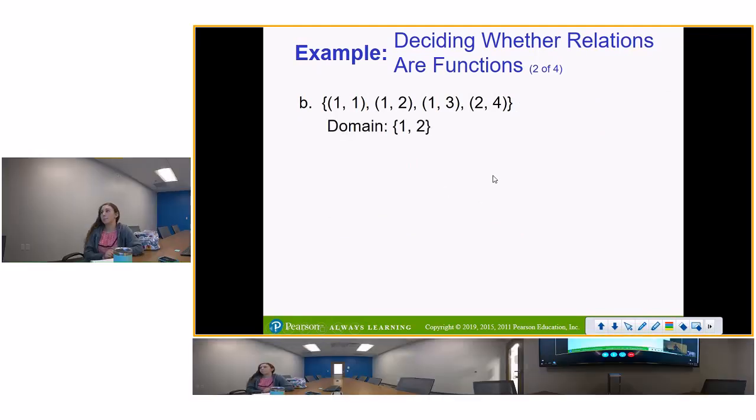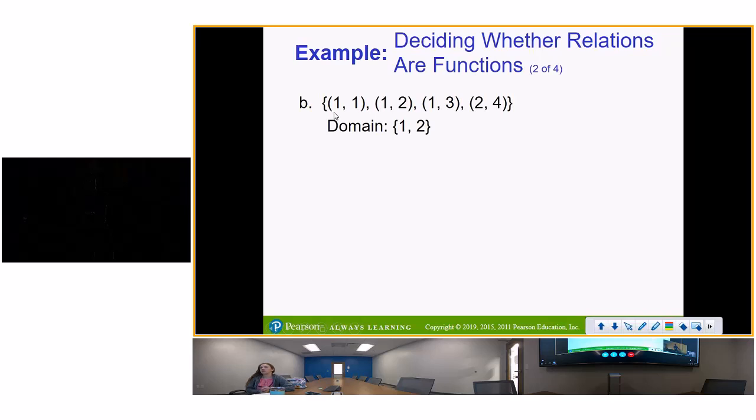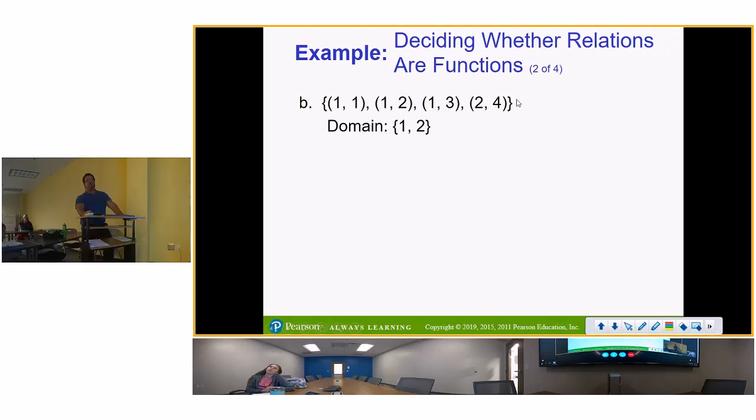Domain, 1, 2. Let's look at it. For each x, do I have two y's? Let's see. No. 1, 1, 1, 2, 1, 3. Those are three separate points, and 2, 4. So this is a function. Range is 1, 2, 3, 4.